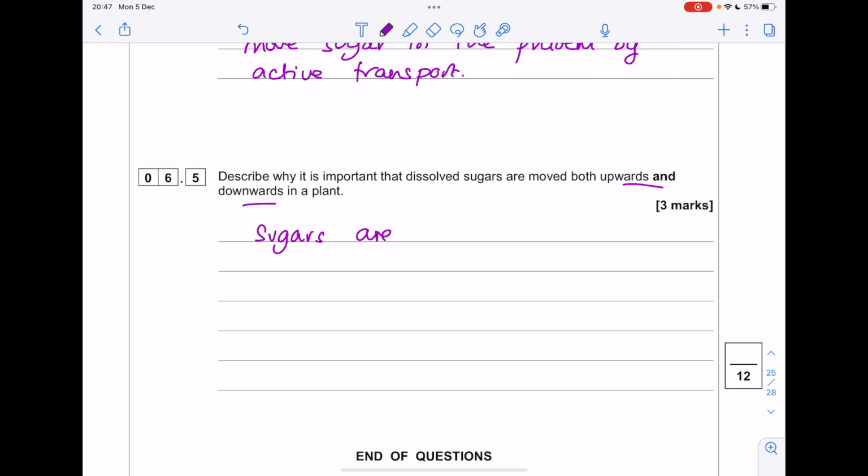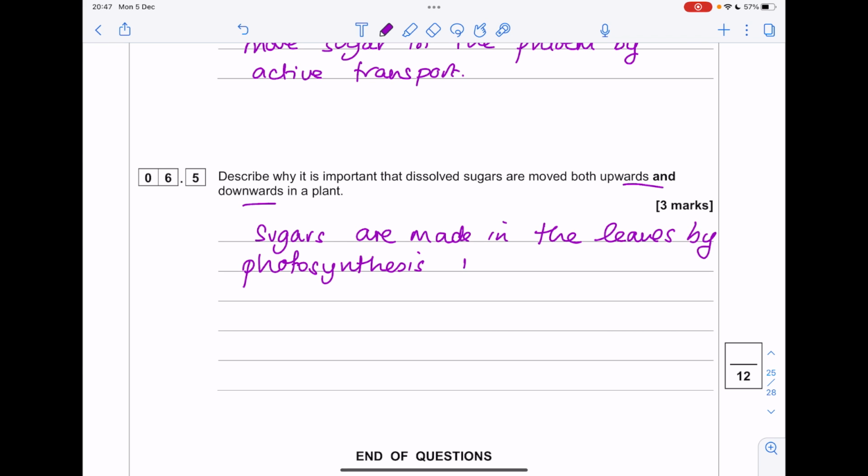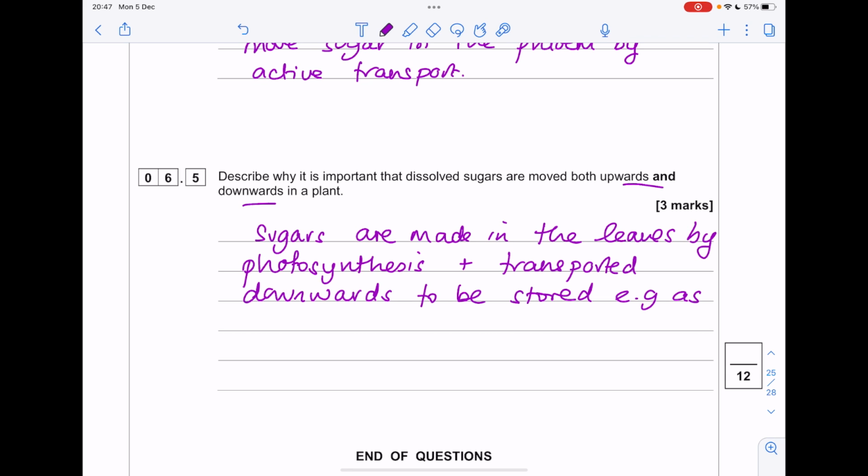So sugars are made in the leaves by photosynthesis and transported downwards to be stored, e.g. as starch. And let's give an example of them moving upwards to growing regions where they can be used in respiration.